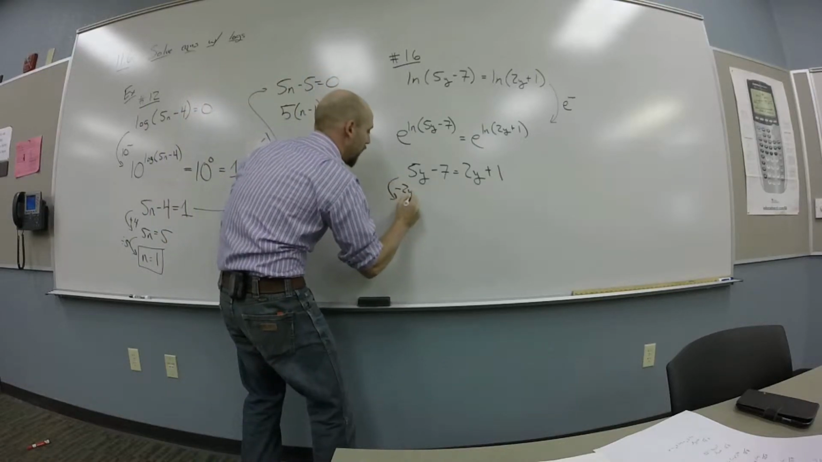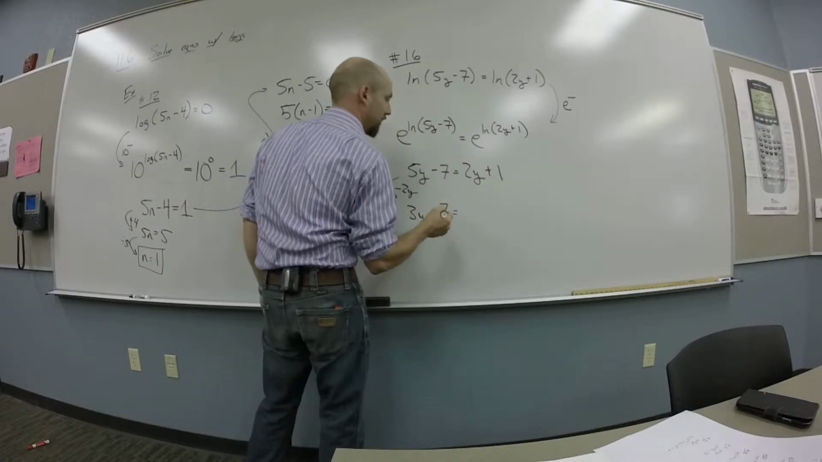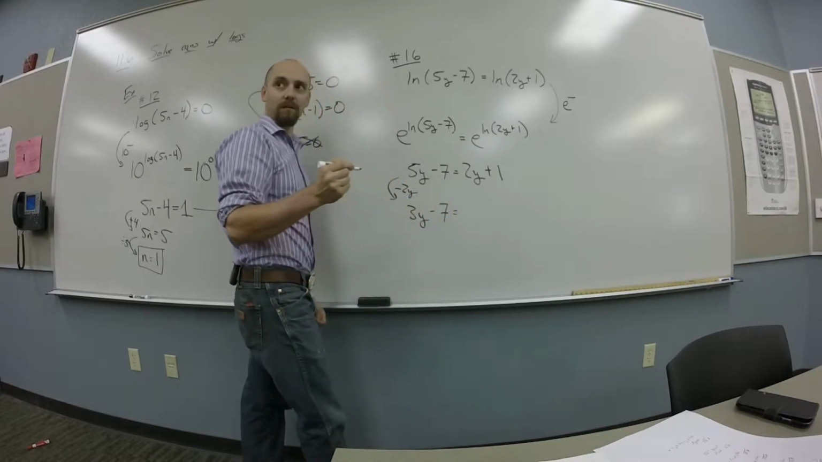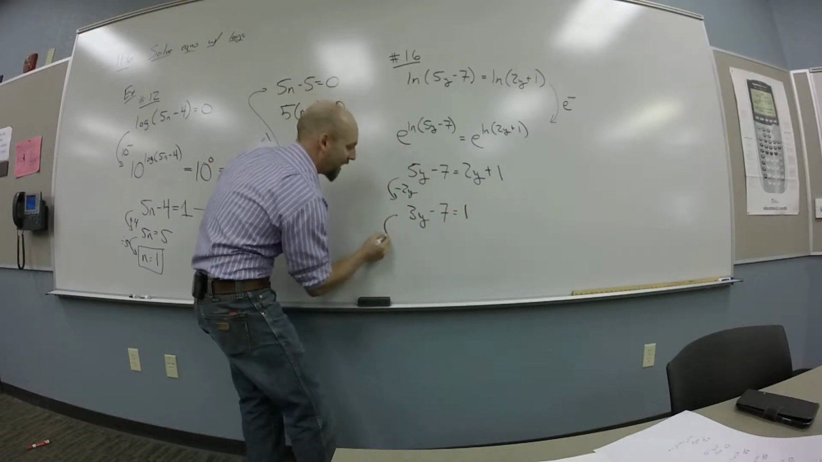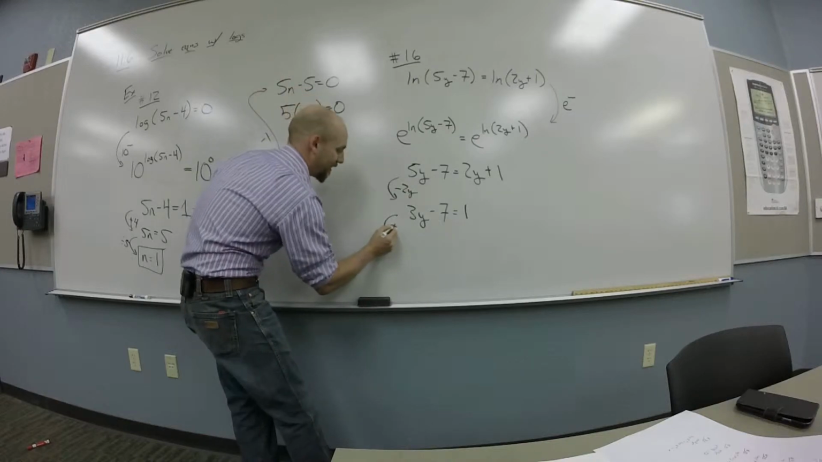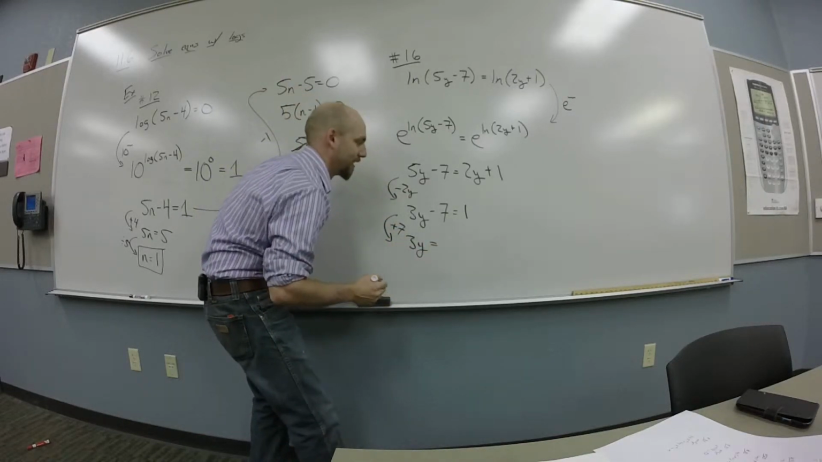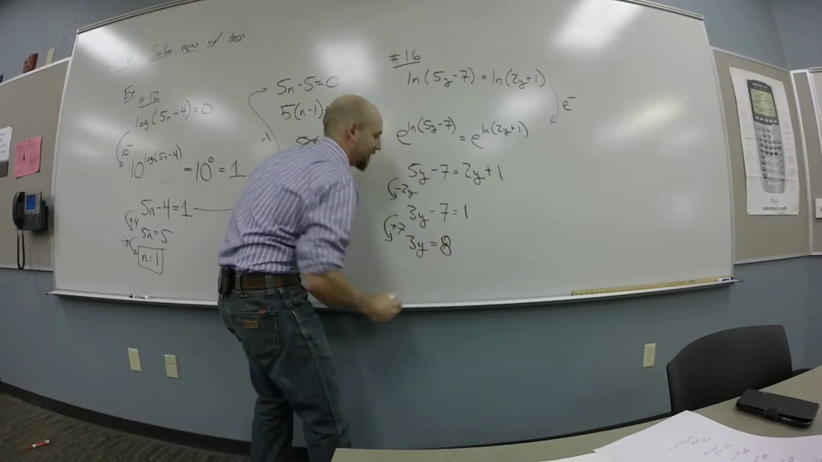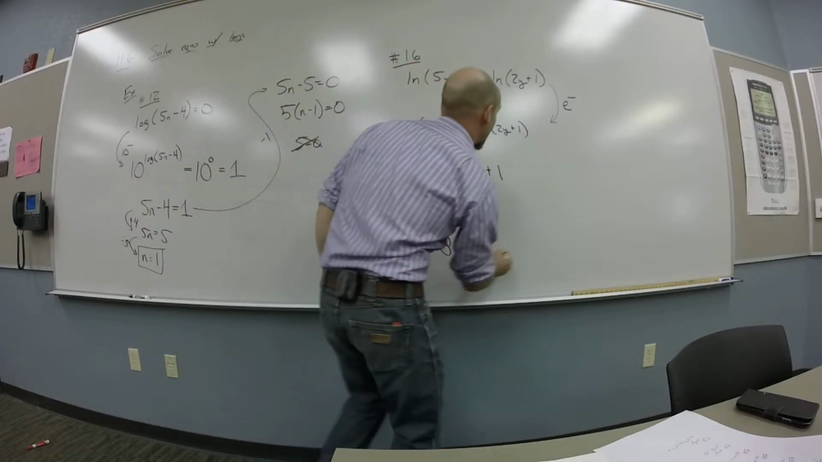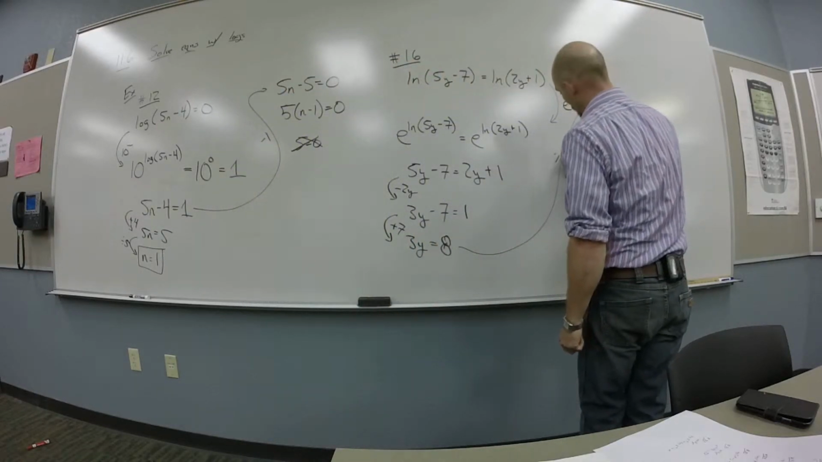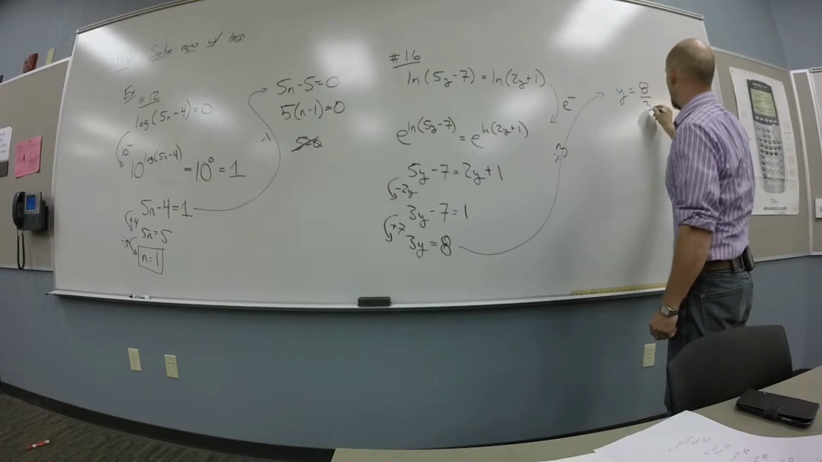Okay, subtract 2y from both sides, so I get 3y minus 7 is 1, right? Then I add 7 to both sides, so I get 3y is 8. So y is 8/3. Yeah, so there I'm dividing by 3, right? And I get y is 8/3.